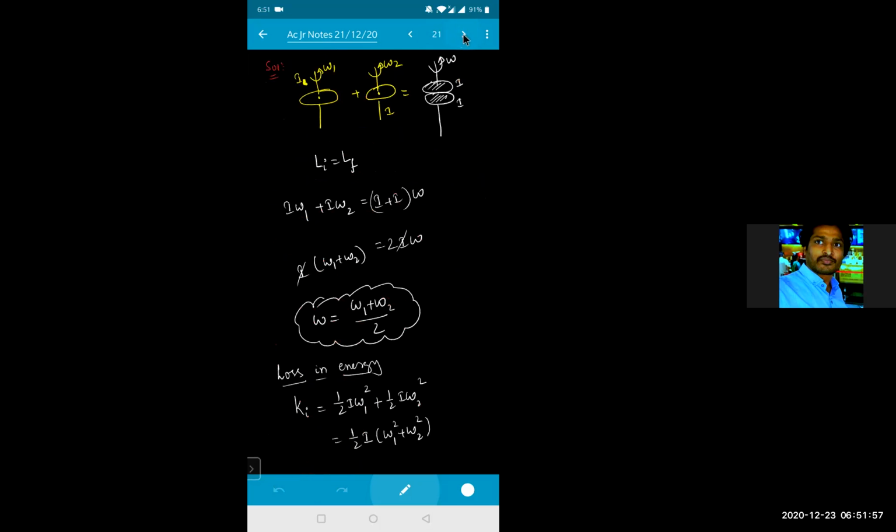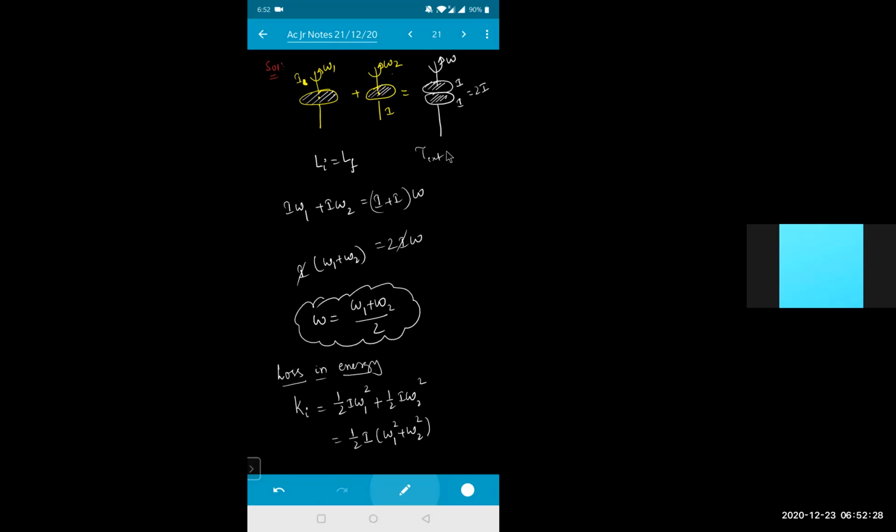Same like the previous case, beta. See, this is the first body. Moment of inertia of the first body is I. Second body's moment of inertia is also I. This one is moving with omega 1, this is moving with omega 2. Now both of them are combined, kept one above the other. So angular velocity of this one is omega. As they are kept one above the other, the total moment of inertia will become 2I.